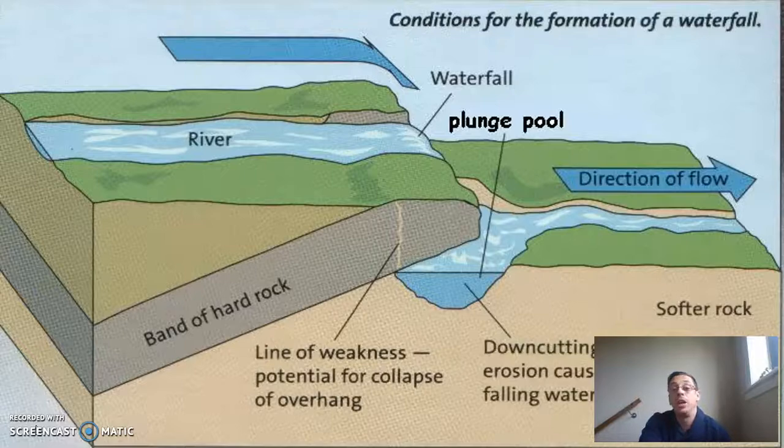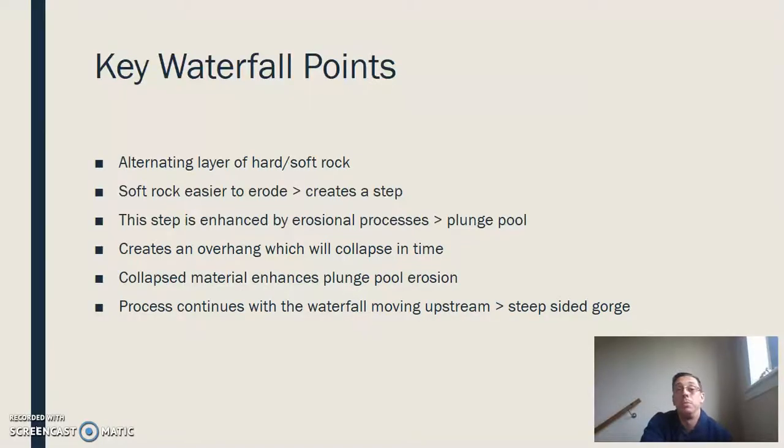So, if we think about waterfalls, I'm going to pull up some of the key points. We need alternating layers of hard and soft rock. That soft rock is much, much easier to erode, so we create a step underneath the hard rock. All of the erosional processes are in action here: corrosion, attrition, hydraulic action. They are all in play, and they should all be explained here, as that makes that step much larger.